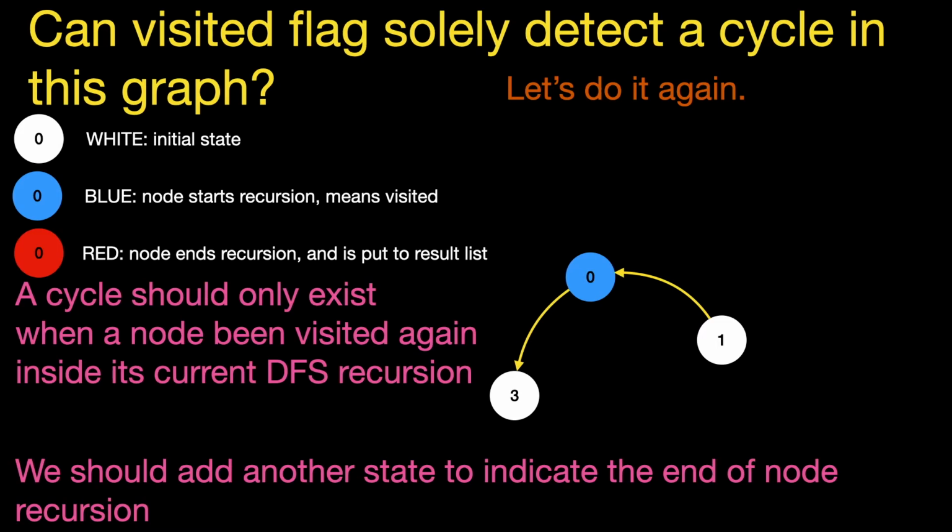We still start with 0, mark it as blue first. We go from 0 to 3. We mark 3 as blue. 3 has no outgoing neighbors, so we end the recursion of 3, mark it as red. We trace back to 0. We also traverse all the outgoing neighbors of 0, so we mark 0 as red. Then we start processing 1 and mark it as blue. We traverse from 1 to 0, and since we know 0 is red, it means we can just ignore 0, and no cycle is detected, as expected.